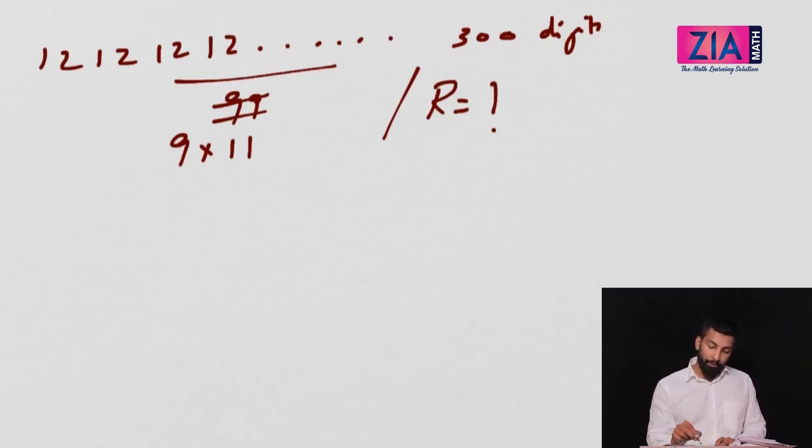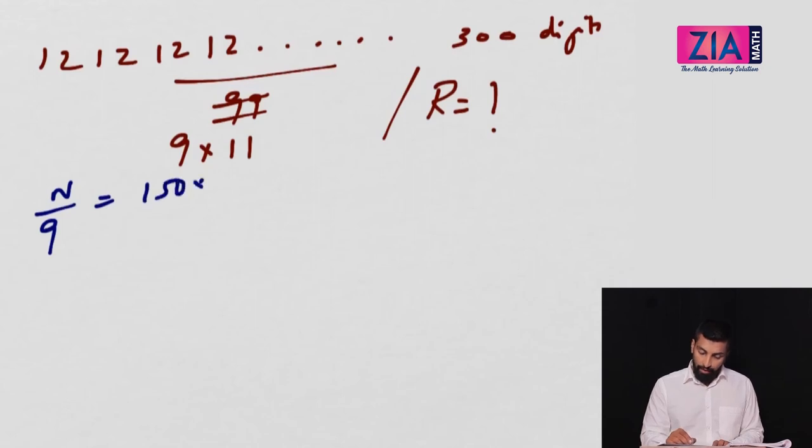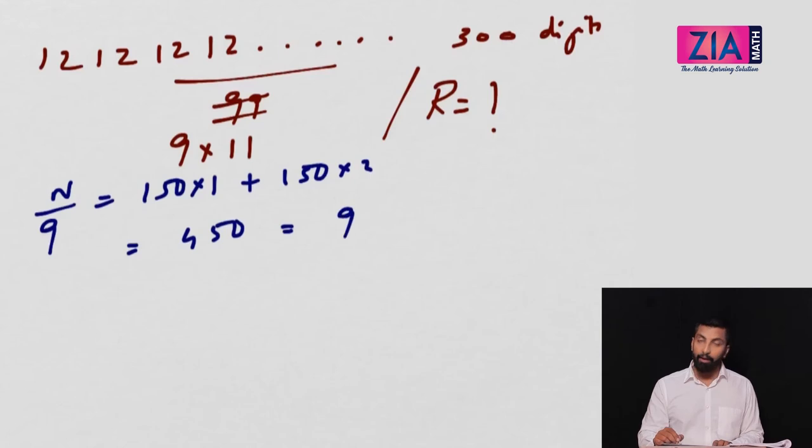So let's write. First we need to divide by 9. That means you need to find the sum of digits till you get a single digit, right? So when n is divided by 9, how will you get the sum of digits? How many ones are there? 150 ones are there. And how many twos are there? 150 twos are there. So you get the sum as 450. Further summing till you get a single digit, you get 9. That means when you divide by 9, you actually get remainder 0.